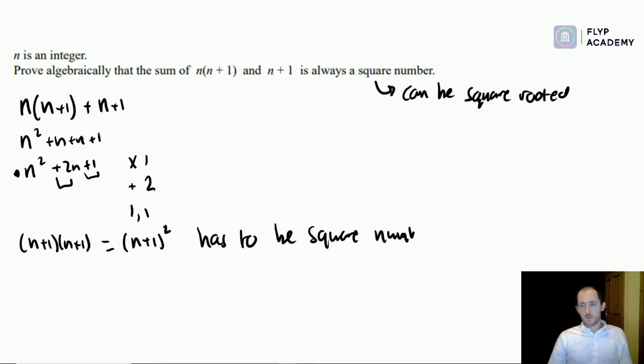So let me explain why. n is an integer, a whole number. So if I add 1, it's also a whole number still, right? Now if I square it, that answer must be a square number because I can square root it and get an integer, right? If I square root this, I'm left with n plus 1, which is an integer. Therefore, this whole thing is a square number.